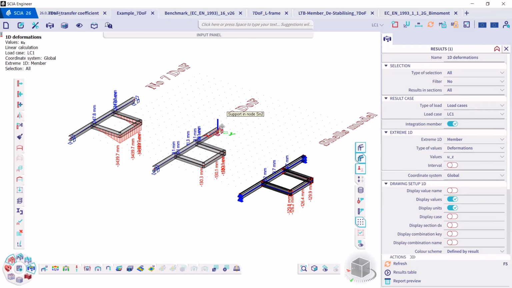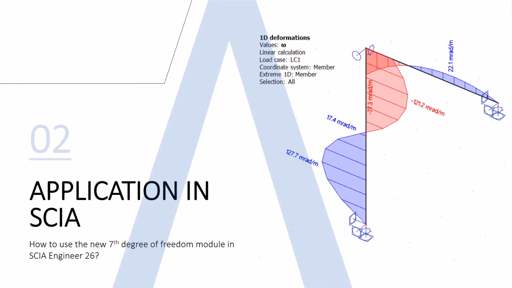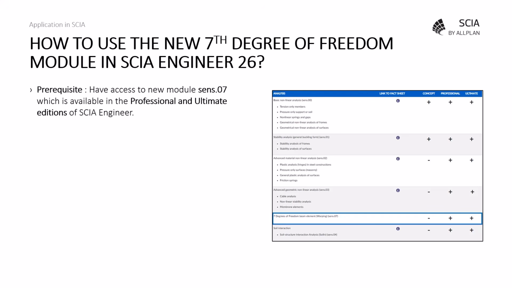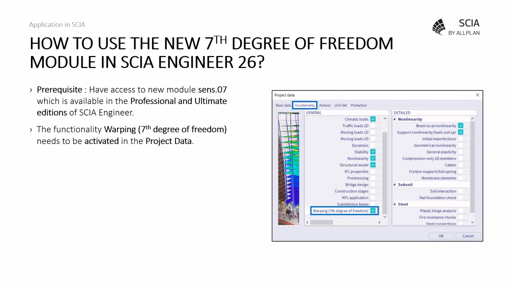So this is just to show you the importance of 7-degree of freedom without explaining in detail how to apply it. This will be explained in the next section. So what is the first requirement to use this module in SCIA Engineer? It's basically to have access to this new module called SCNS.07, which is available in the professional and ultimate editions of SCIA Engineer. The next condition is to activate the warping in the functionality tab, the project data. You can do that at any moment when you start the project or later on, of course.